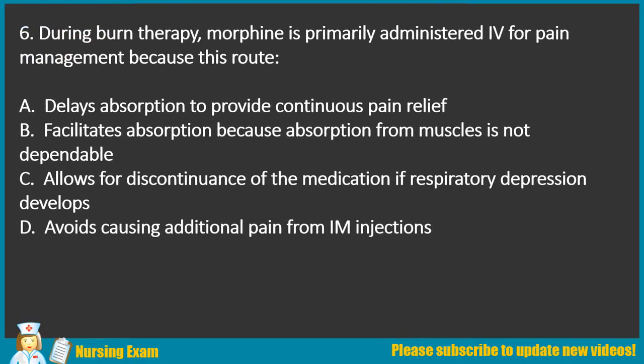Question 6. During burn therapy, morphine is primarily administered intravenously for pain management because this route: A. Delays absorption to provide continuous pain relief. B. Facilitates absorption because absorption from muscles is not dependable. C. Allows for discontinuance of the medication if respiratory depression develops. D. Avoids causing additional pain from injections.